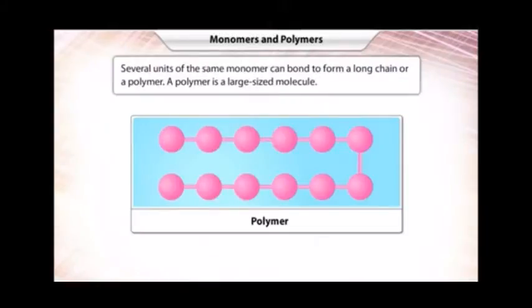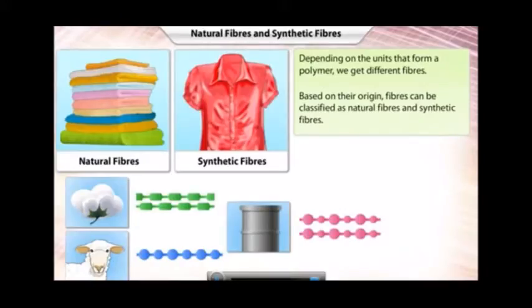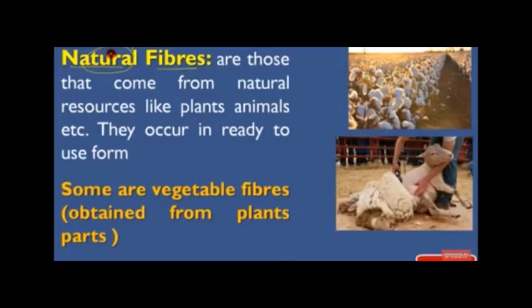Several units of same monomer can bond to form a long chain or a polymer. A polymer is a large sized molecule. Depending on the units that form a polymer, we get different fibers. Based on their origin, fibers are classified as synthetic and natural fibers. Natural fibers are those that come from natural resources like plants and animals. They occur in ready to use form.